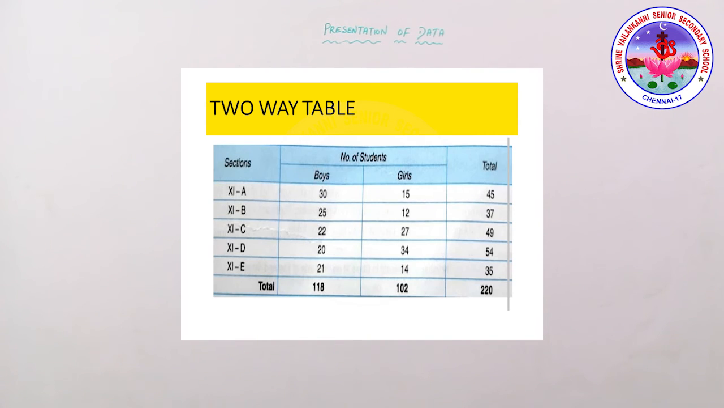Let's move to the next one, the two-way table. The two-way table, or double table, gives information about two interrelated characteristics of a particular phenomenon. For example, if the number of students of class 11 in the different sections is further divided sex-wise, the table becomes a two-way table. Here you can see the number of students in different sections of class 11 in a school. The first column denotes the sections. The second shows the number of students, that is the boys and the girls, and the total. That's why we call it a two-way table.